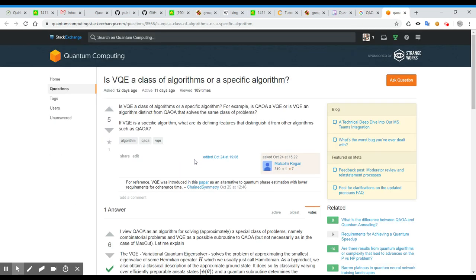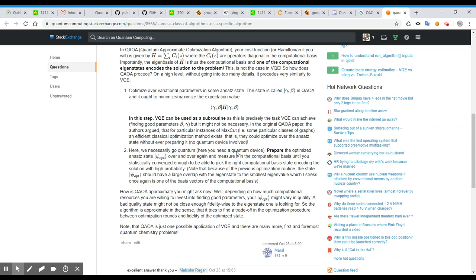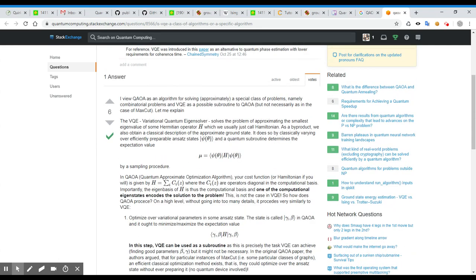Is VQE a class of algorithms or a specific algorithm? For example, is QAOA a VQE, or is VQE an algorithm distinct from QAOA that solves the same class of problems? What are the defining features? Okay, let's see. I view QAOA as an algorithm for approximately solving a special class of problems, namely combinatorial problems, with VQE as a possible subroutine to QAOA. Ah, it's an interesting way to see this. But not necessarily, as in the case of MaxCut.